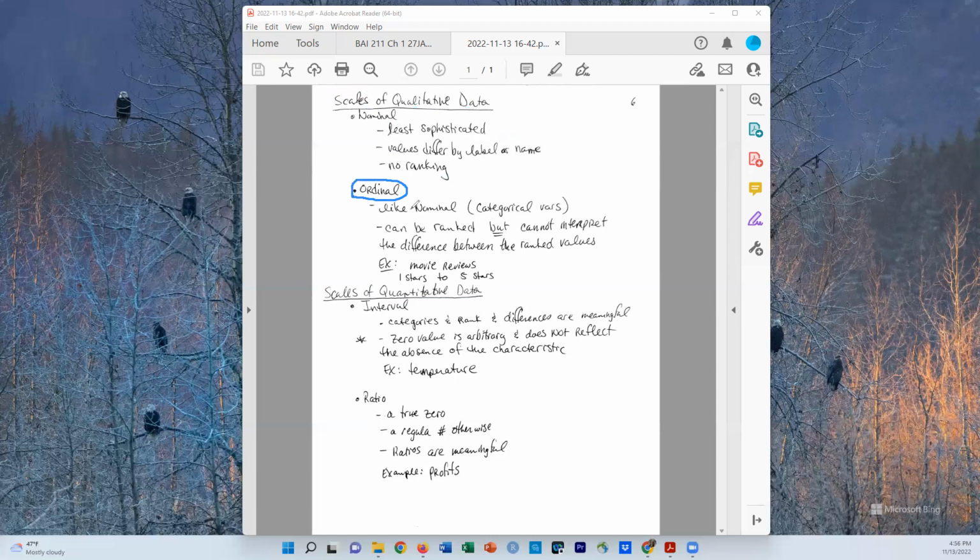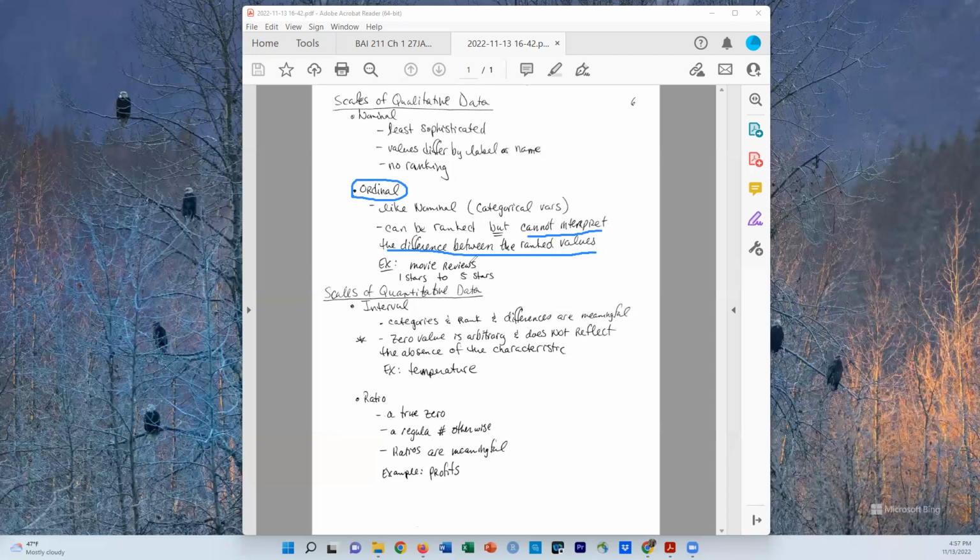The next kind is ordinal. And ordinal is the type of qualitative data or categorical data that meets the conditions of nominal in that it's either words that describe a quality like eye color or hair color, or a student ID. But the difference is these can be ranked. But the key thing with ordinal, and what makes it qualitative data, is you cannot interpret the difference between the ranked values with some kind of numeric quantity.